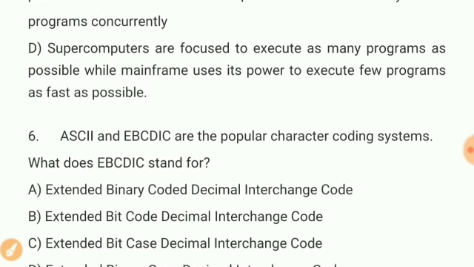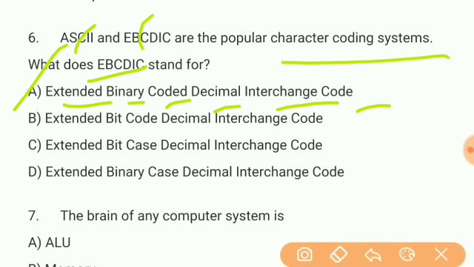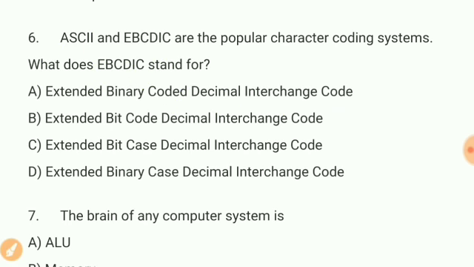Then number 6, ASCII and EBCDIC are the popular character coding systems. So these are the popular character coding systems, and what does EBCDIC stand for? The question is, what is the full form of EBCDIC? The correct answer is A, Extended Binary Coded Decimal Interchange Code. So this is the correct answer, and these two are the popular character coding systems. Just remember the full name.